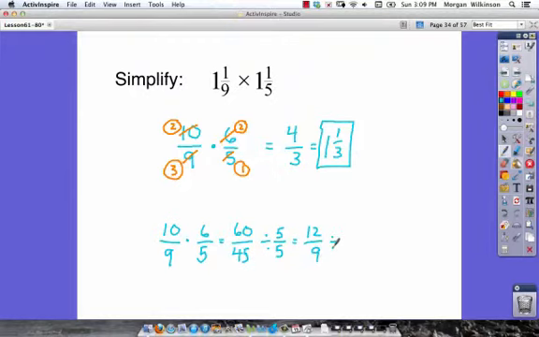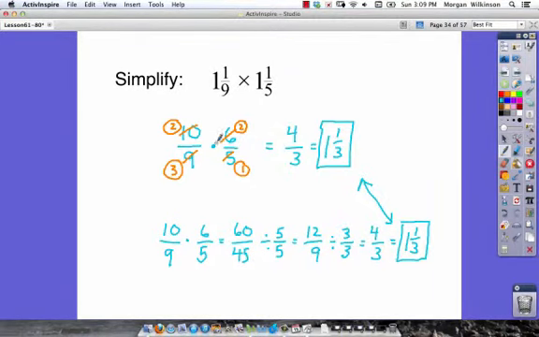Then we've got to divide again. Both of them are divisible by 3. 12 divided by 3 is 4. 9 divided by 3 is 3. We've got 4/3. We get our final answer of 1 1/3. Same thing as we had before. Exact same thing. Different method.